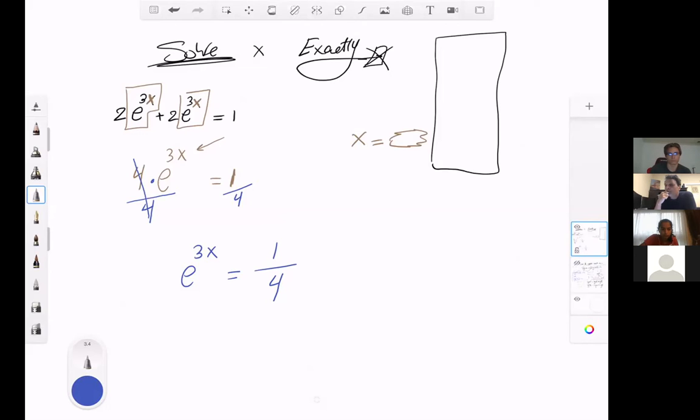You have to move 3x. How do I move the 3x to the other side? ln, I think. Very nice. That's great. So this is a skill.